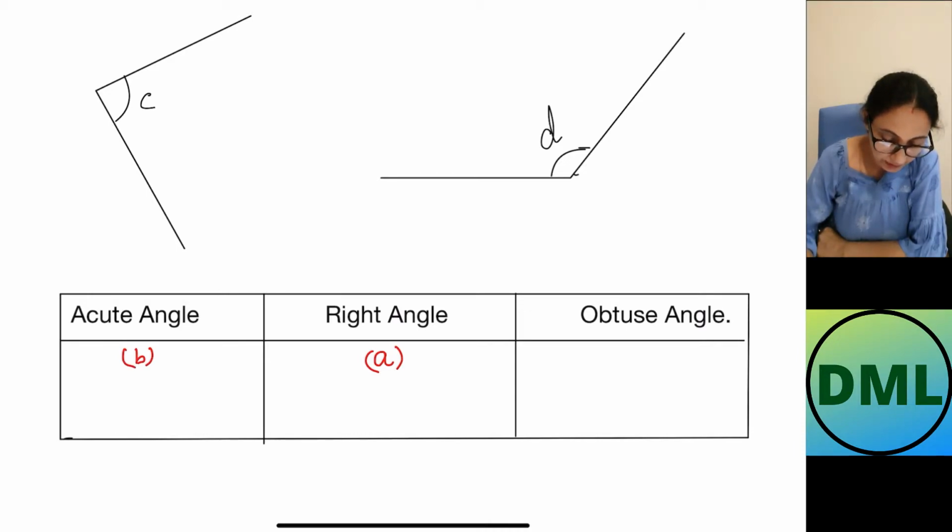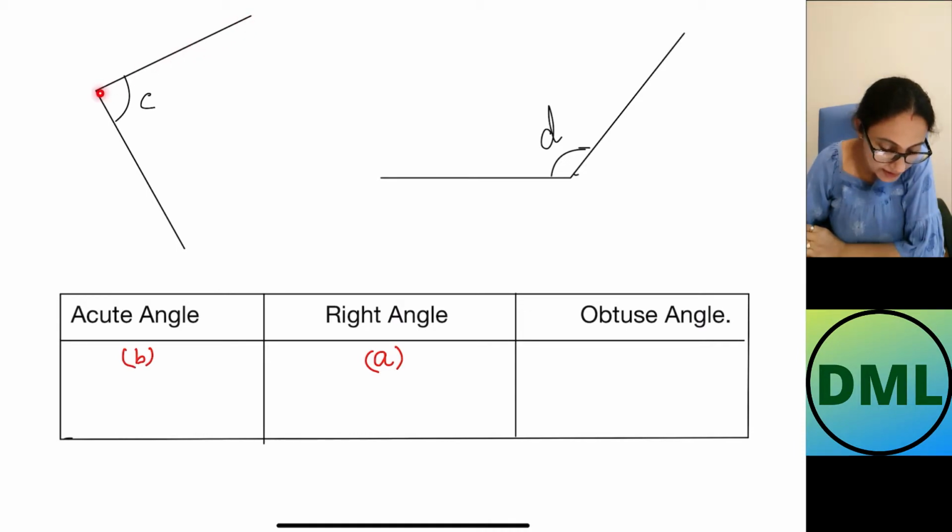Let's see the next figure. We have the line here and the second line is here. They are making an angle C here. Are they making a right angle or an acute angle? They are making a right angle. So that means C is also a right angle. Let's write down the answer C as the right angle here.